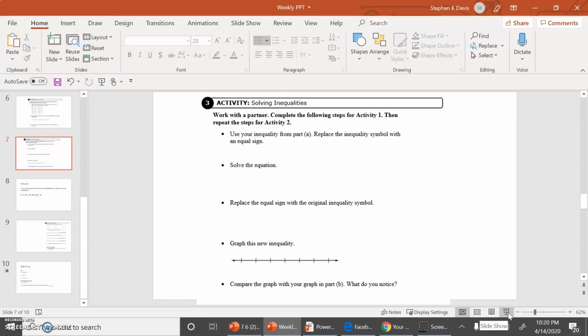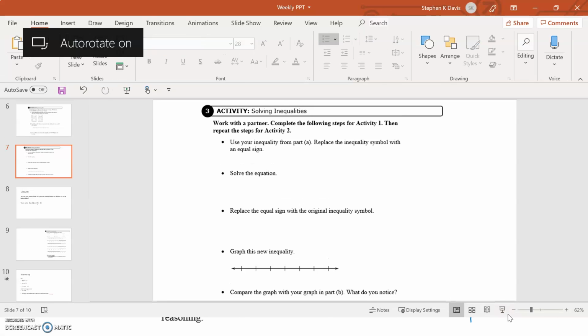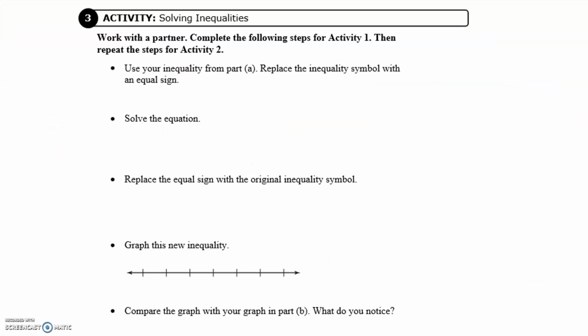All right, so activity number 3. Work with a partner. So activity 3, we're going to be solving inequalities. 1 and 2, we're writing them. Now we're going to resolve them. Work with a partner. Complete the following steps for activity 1, then repeat for activity 2.